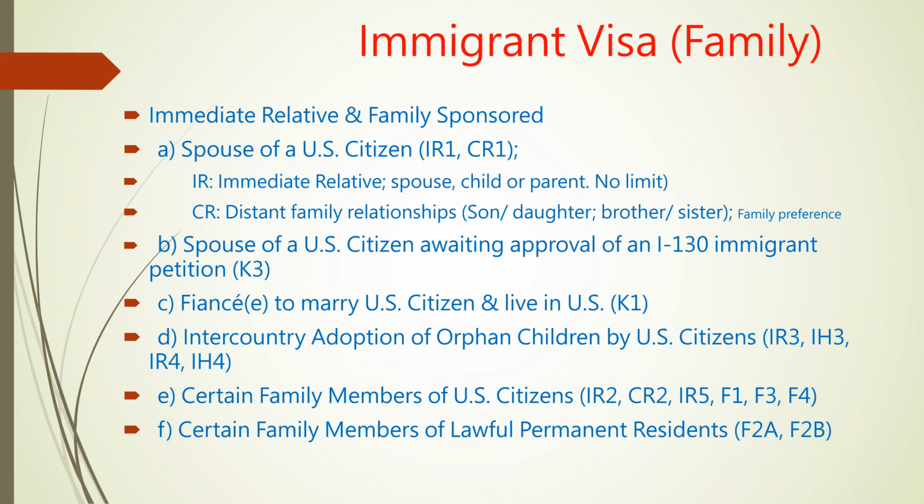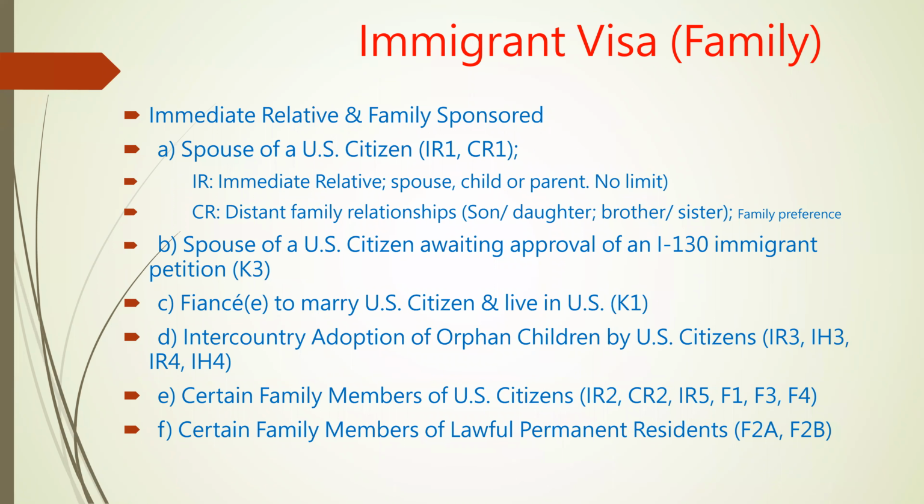So here in immigrant visas, the first type of visa is immediate relative, IR and CR. So immediate relative means I am a US citizen. I want to bring my brother, my sister, my mother, my father, my children, my spouse. They are all immigrant visas, and I'm planning to bring my immediate relative. Immediate relative means my wife, my mother, my father are immediate relatives.